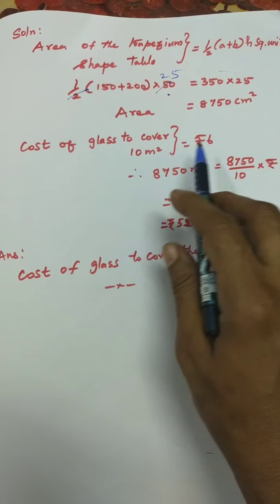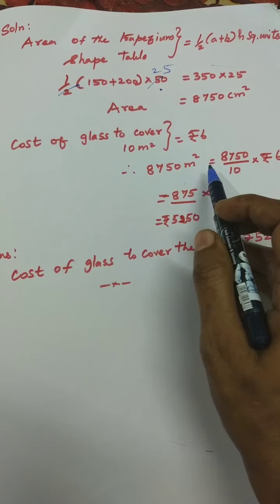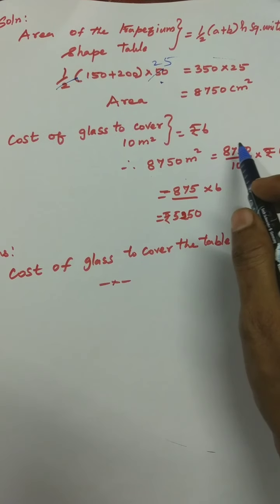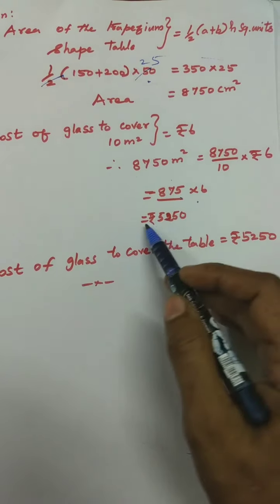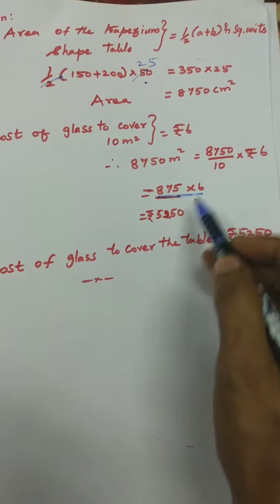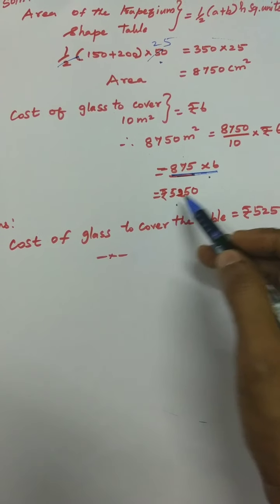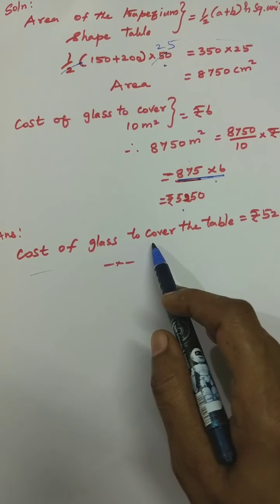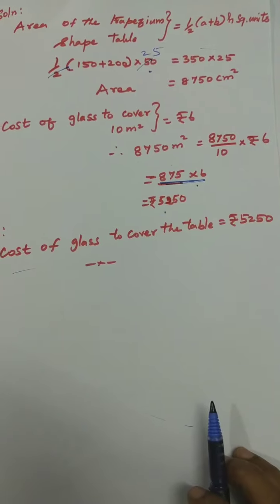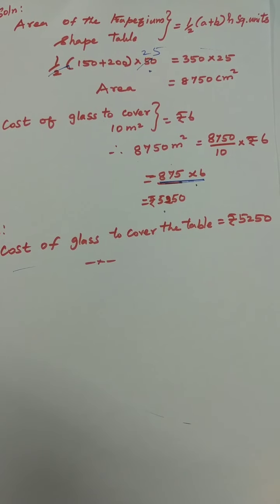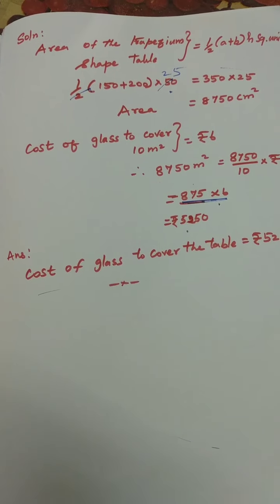Okay, 10 square centimeter is equal to rupees 6. So 8,750 square centimeter is equal to, we divide by 10. How many tens in this? 875 tens into 6. You multiply and write. That is rupees 5,250. The cost of glass to cover the table is equal to rupees 5,250.